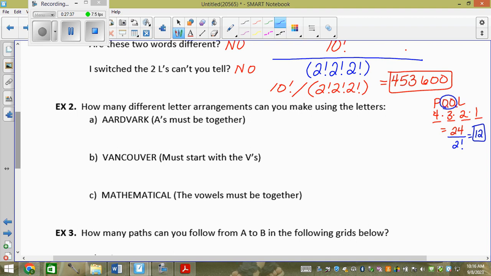453,600. So, we're going to look at the word aardvark. The very first thing when I get a word is rewrite it with stacked letters. A-A-R-D-V-A-R-K. And so I don't even care what it asks me. I'm immediately going to go 3 factorial, 2 factorial on the bottom.